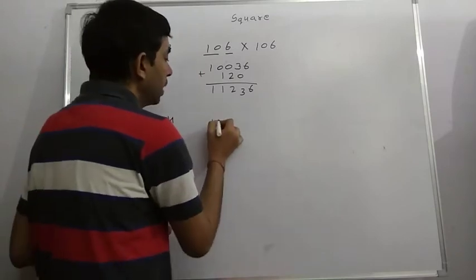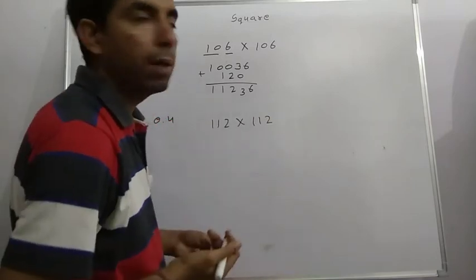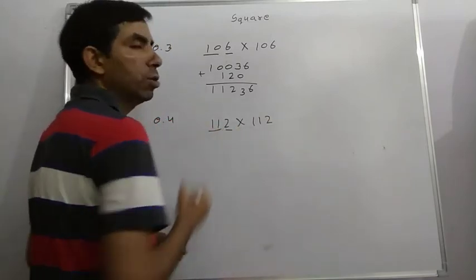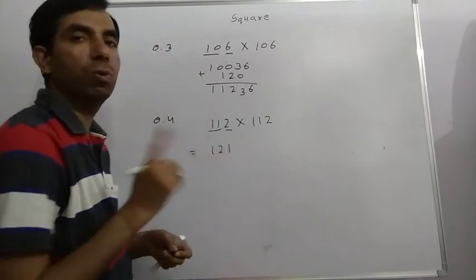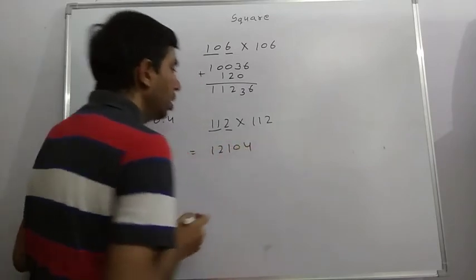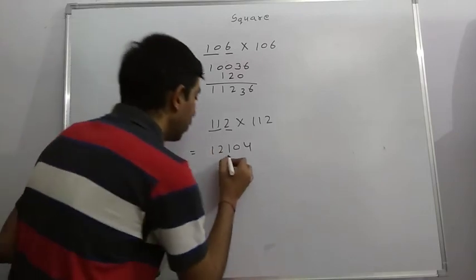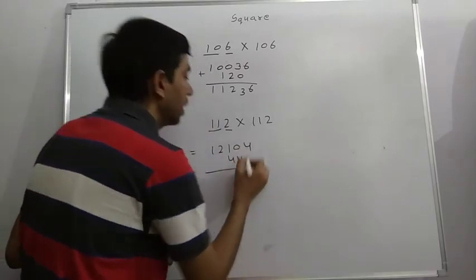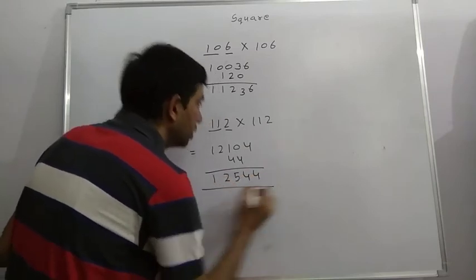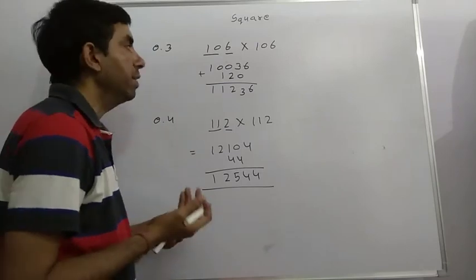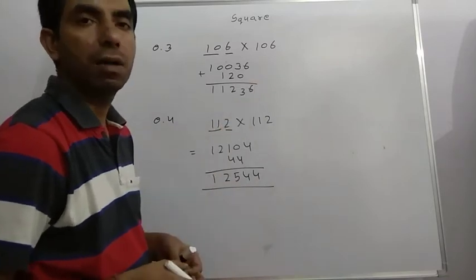Next question is 112 multiplied by 112. Similarly, first we divide the number into two parts, 11 and 2. Square of 11 is 121. Square of 2 is 4, meaning 04. Their multiplication is 22. Take double, then it is 44. After one digit it is written, and add: 4, 4, 5, 2, 1. It is our solution.